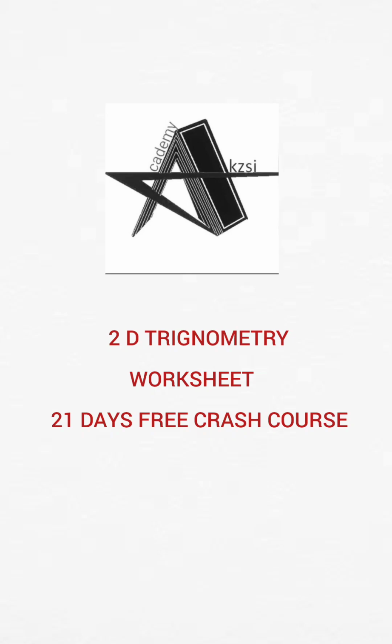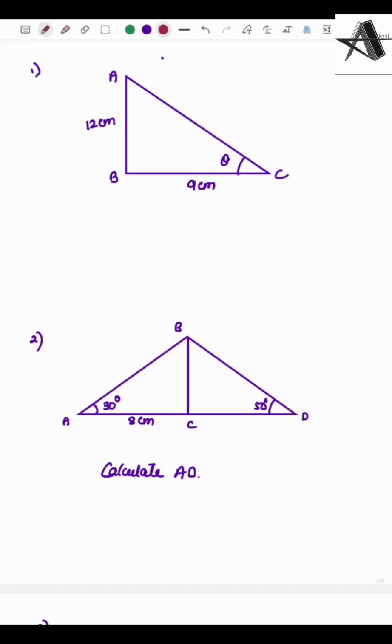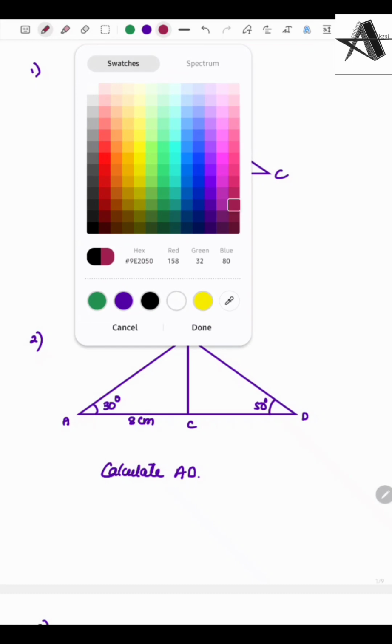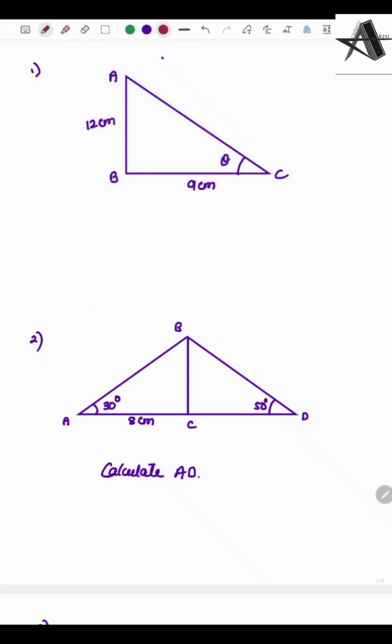So see the first question. Clearly you can see it's a right angle triangle, and here they are asking you to calculate theta. If you remember my theory video, I have mentioned that you have to specify first which one is opposite, which one is adjacent, which one is hypotenuse. So we just need to label it.